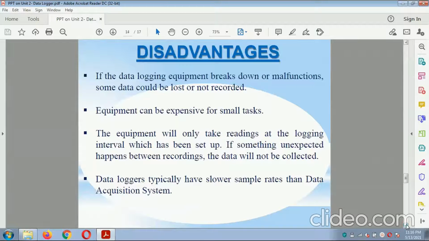The disadvantages of the data logger. If the data logging equipment breaks down or malfunctions, some data could be lost or not recorded. The equipment can be expensive for small tasks. The equipment will take readings at the logging interval which has been set up. If something unexpected happens between recordings, the data will not be recorded. Data loggers typically have a slower sample rate than data acquisition systems.